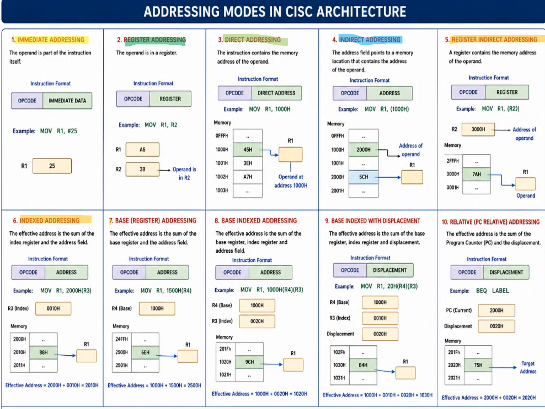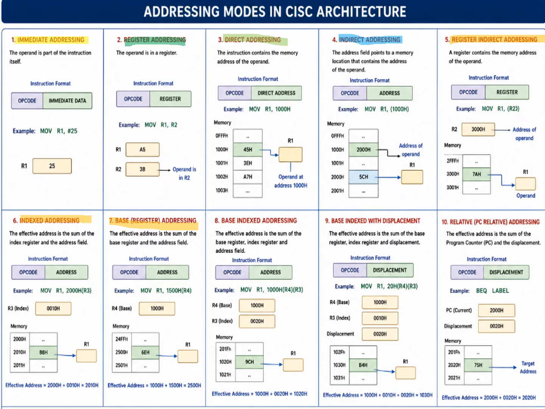Next is base register addressing. Base addressing means register addressing. Here the effective address is the sum of the base register and the address field. What is the instruction format? As you can see, this is the opcode with the address.